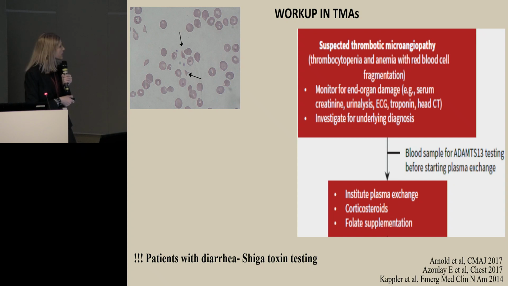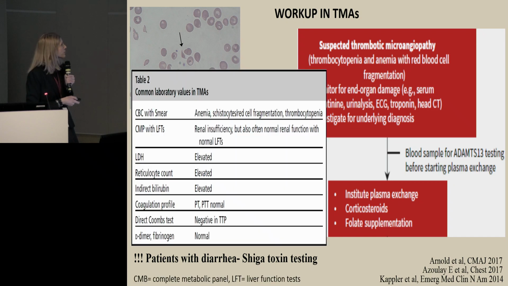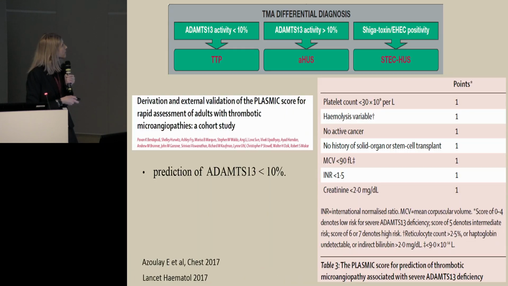If the patients present with a history of diarrhea, we need to order Shiga toxin testing if we still have patients producing stool. As I said, we have three main types of thrombotic microangiopathies. This one, due to infection, is very easy to diagnose because the patients are usually children who come with a history of diarrhea, so this is easy to diagnose from anamnesis.